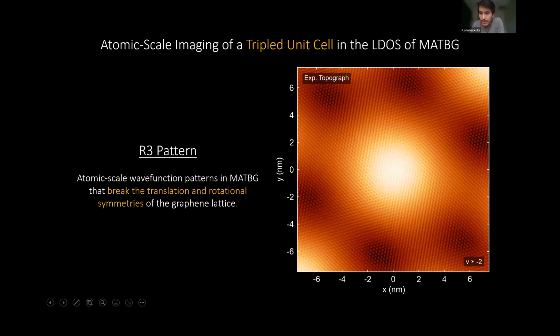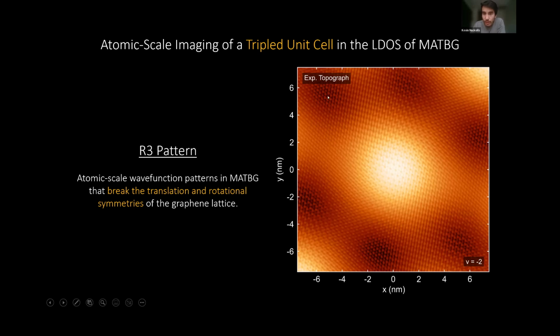But when we lower the chemical potential through the flat band to half filling, we impart insulating behavior on the sample, and we find that images show very different behavior, that they show this tripled unit cell that modulates very rapidly across the Moiré superlattice, which we call the R3 pattern. The R3 pattern is this atomic scale wave function pattern in magic angle graphene. It breaks translation symmetries because it triples the unit cell in a √3 by √3 reconstruction over top the graphene lattice. And it seems to break rotational symmetries in many sites where the local rotation symmetries of graphene should be preserved, like AA or AB sites.